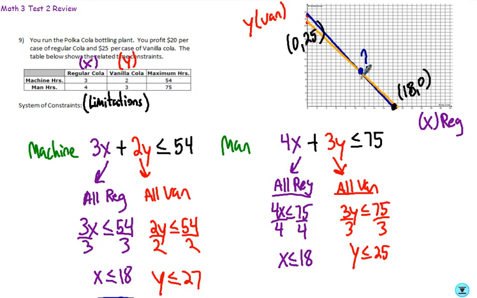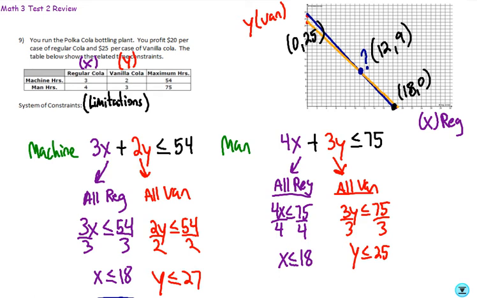So our third possibility is that we've got time, both machine hours and man hours, to make 12 regular and 9 vanilla. So here's our three possibilities. We do 18 regular, 0 vanilla. We do 0 regular, 25 vanilla. Or we do 12 regular and 9 vanilla. That's what we have time for, right?